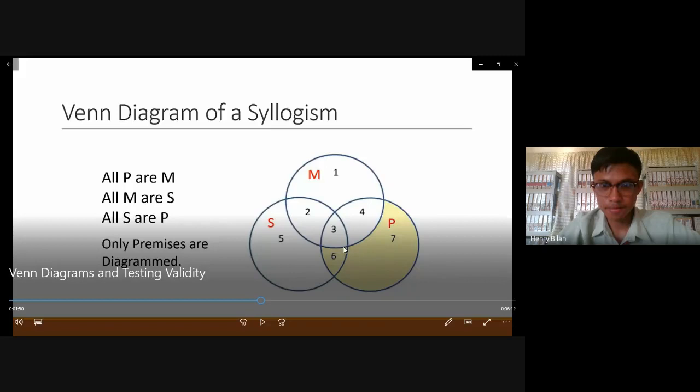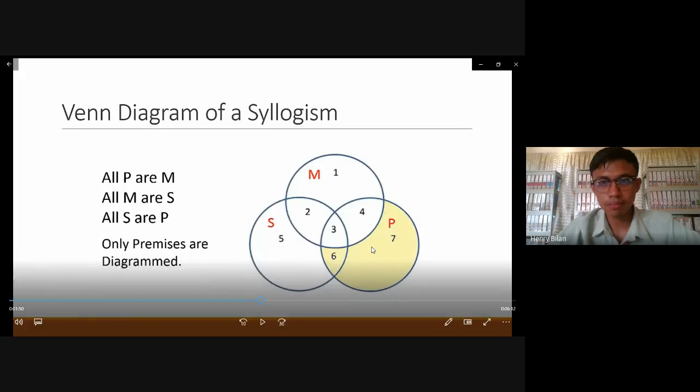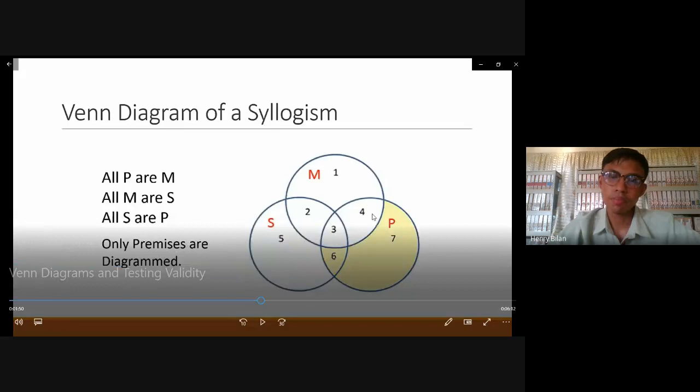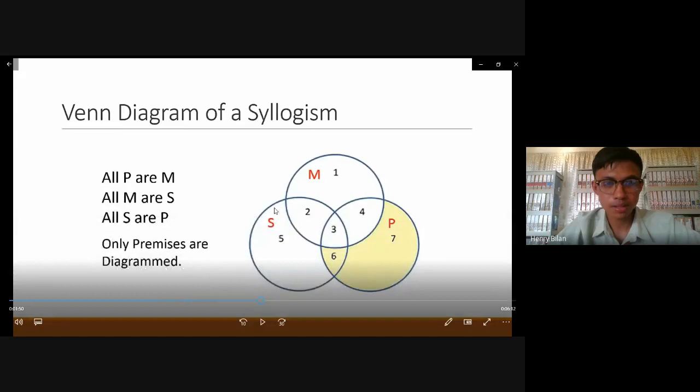Ulitin ko ha. Dahil lahat ng P ay M, yung area na walang M sa P ay shaded siya. Kaya yung intersection nila ay open. Sunod is all M are S. So all M are S, it is between M and S now. Ibig sabihin, i-shade din natin yung S, this part. Itong i-shade natin.